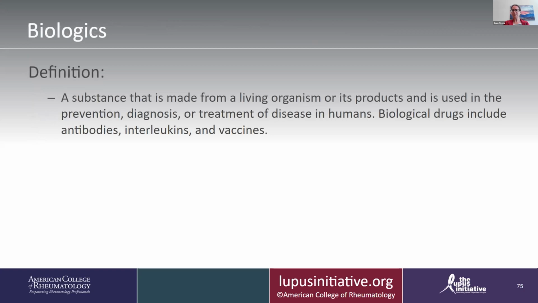So biologics. Belimumab is the only biologic approved and used in lupus as widely spread. Sometimes we use rituximab, but what is a biologic? Basically, it's a medication based on a living organism. So it's usually an antibody or a receptor to an antibody.